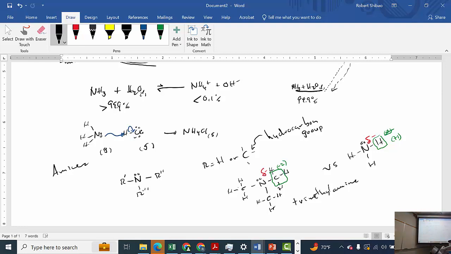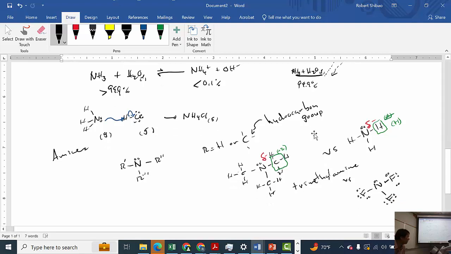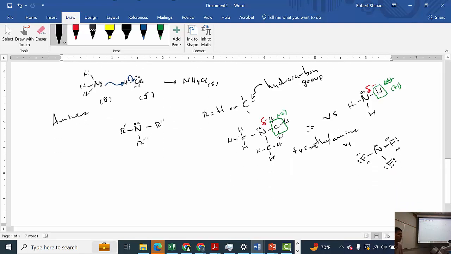How about this one? Is this trifluoroamine? No, we don't call that trifluoroamine. We call that nitrogen trifluoride. I suppose you could call it trifluoroamine, but that wouldn't quite be right. But there's something quite different about this. This is not ammonia-like at all. Why?